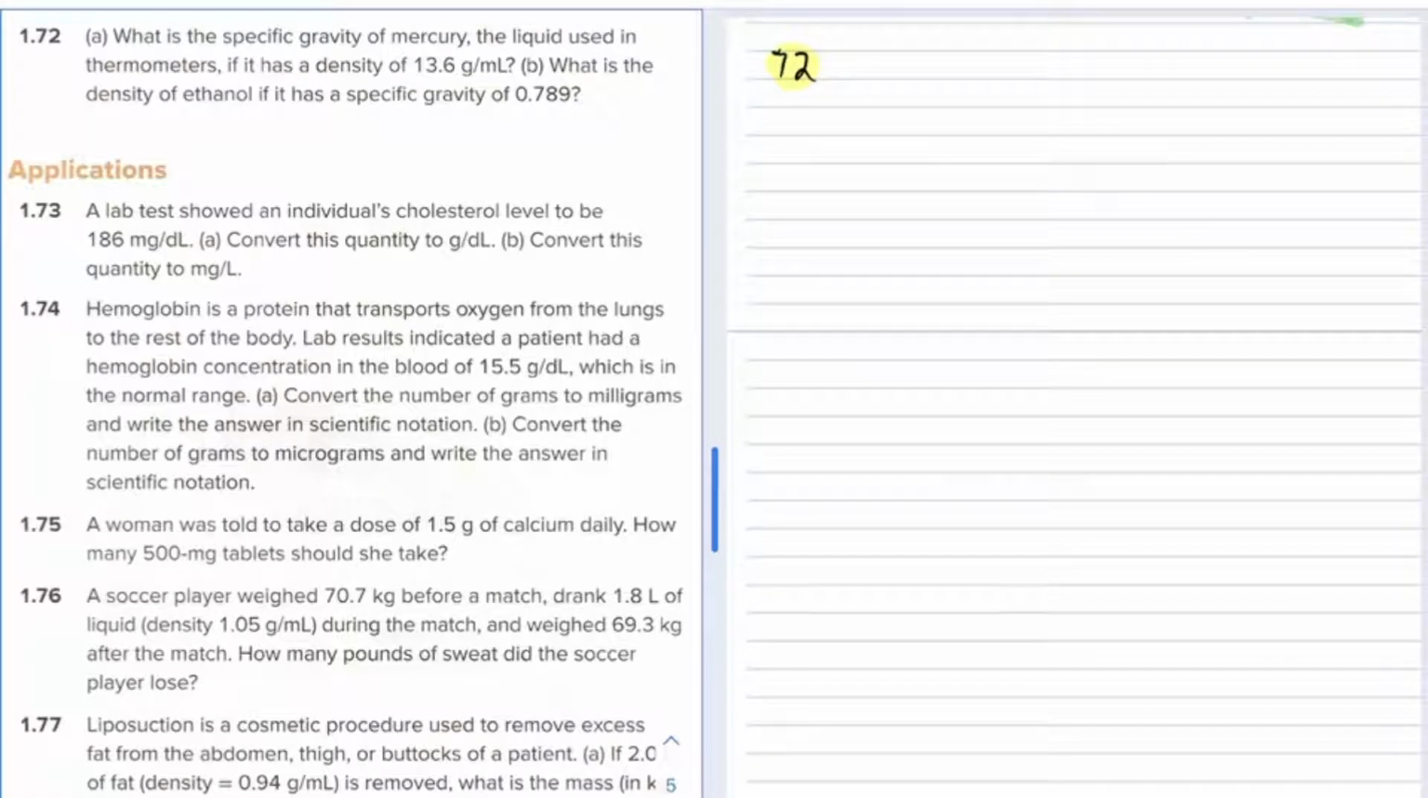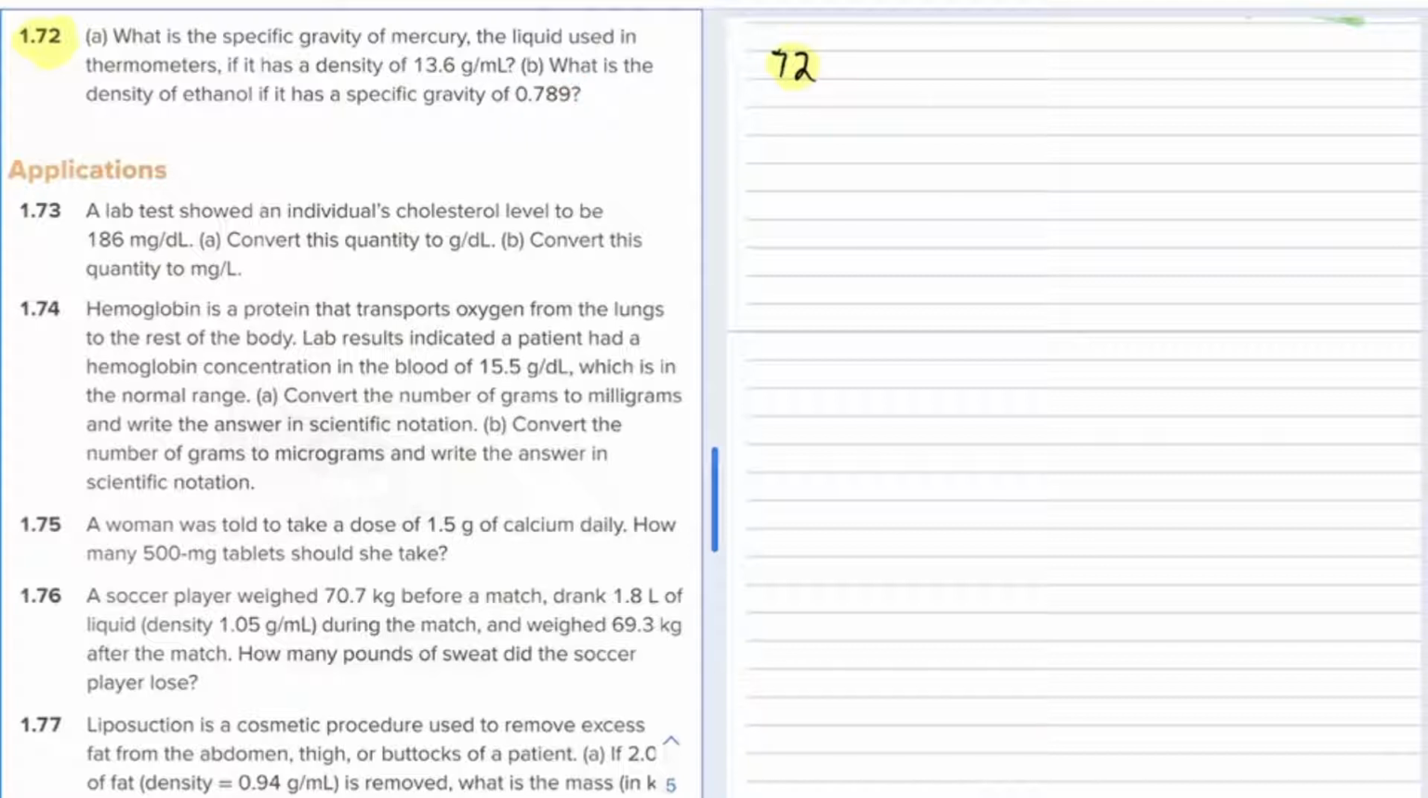Number 72. What is the specific gravity of mercury, the liquid used in thermometers, if it has a density of 13.6 grams per milliliter? And B, what is the density of ethanol if it has a specific gravity of 0.789?